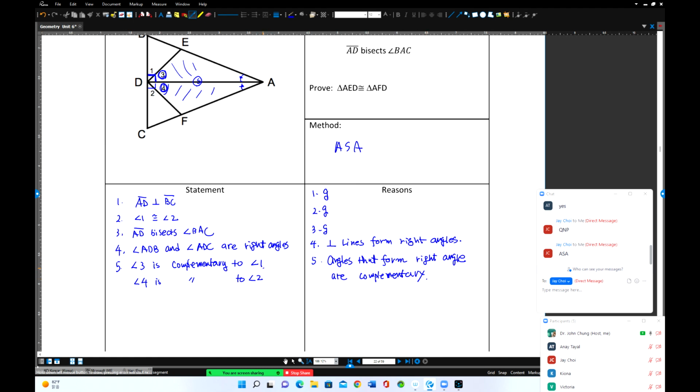Now these two angles are congruent, so each complement is also congruent. So you can say angle 3 is congruent to angle 4. The reason is: complements of congruent angles are congruent. Now this is done. I'm going to circle done. Now reflexive will be done. AD is congruent to AD. That is reflexive.